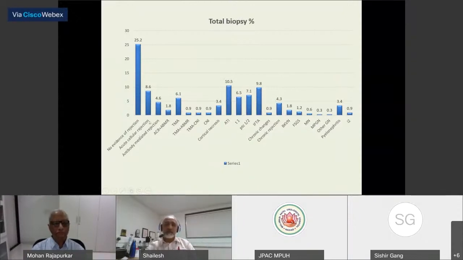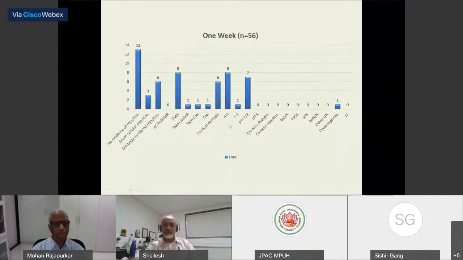Rejection in total, if we consider acute cellular and antibody-mediated rejection, comes to around 20% of the total biopsy pool. So if we break up this biopsy pool into biopsies received in the first week, the most common pathology we found is acute tubular injury, antibody-mediated rejection and thrombotic microangiopathy. These are the three most common morphologies we see in the first week of the post-transplant period.